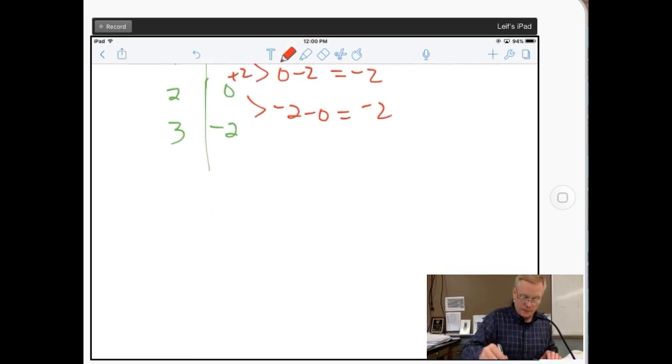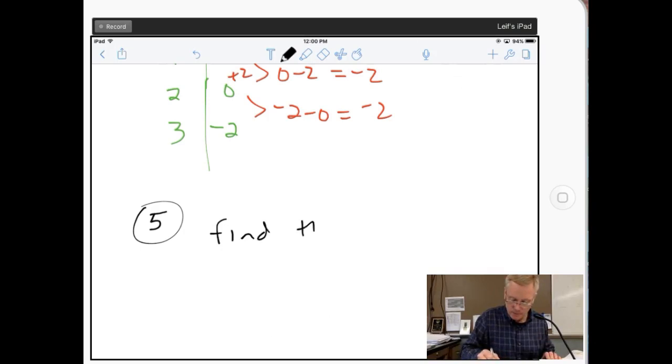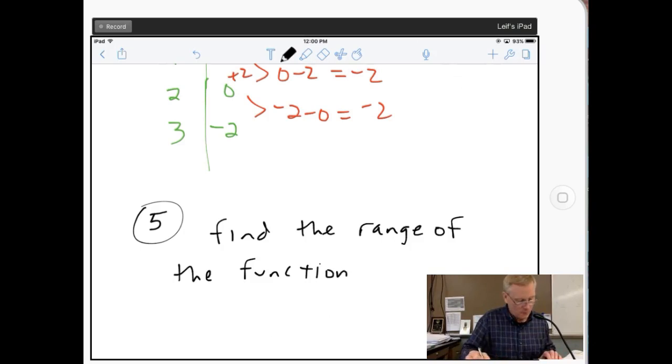Number 5. Find the range. This is a new one. I haven't shown you one of these problems yet. So it's a good thing you're watching the video and taking notes. It says, find the range of the function for the given domain.